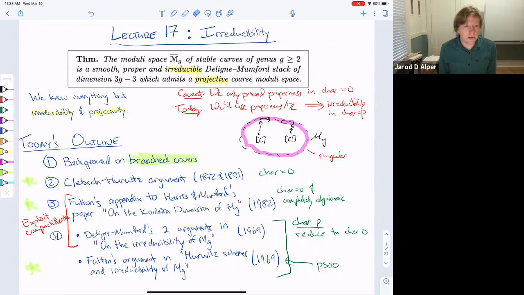Right. And so one of the struggles in these arguments is showing that this works, that you can degenerate a smooth curve to a singular stable curve. And this is the main feature of the third argument I'll be giving. Any other questions on the outline before I begin?